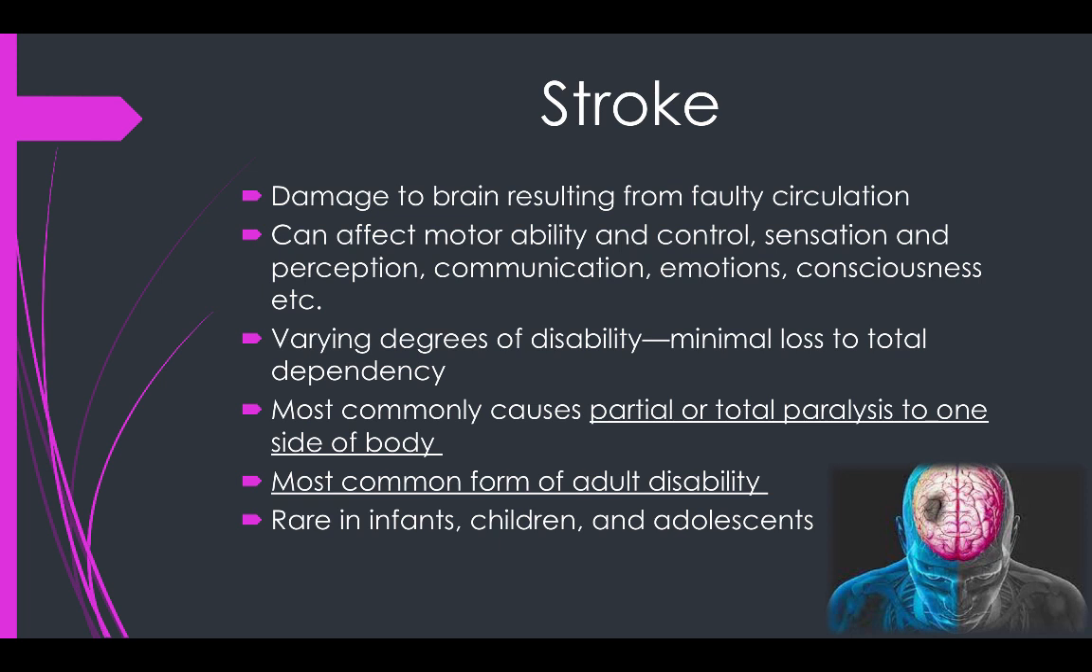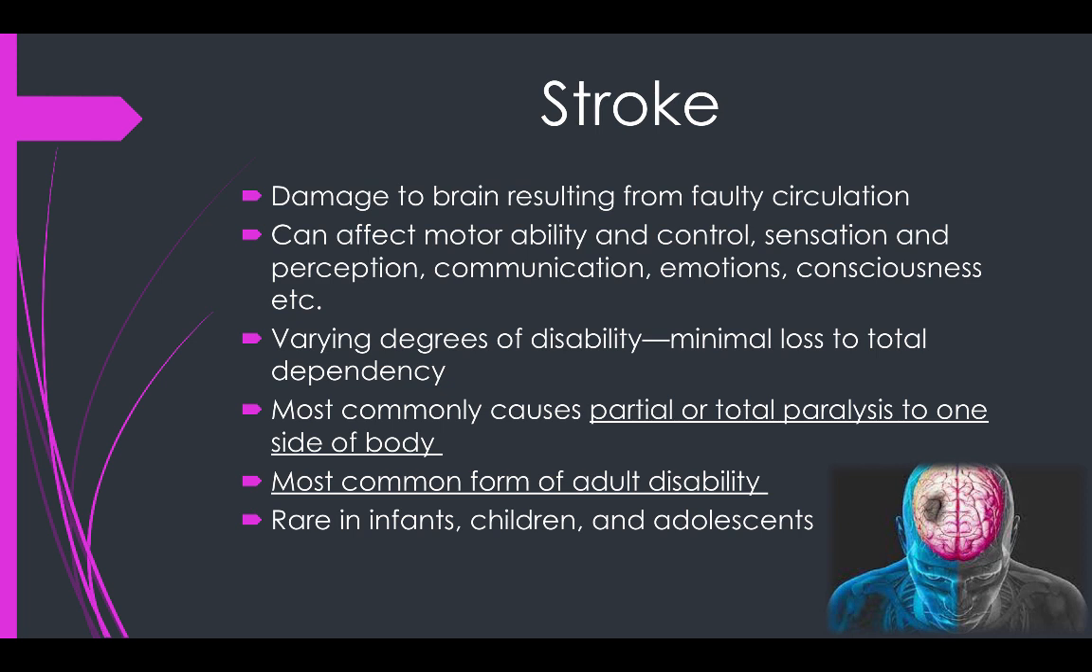All right, the last and final disability that we're getting into is called stroke, which probably many of you have had some experience or some prior knowledge about. So stroke is damage to the brain due to faulty circulation of blood. It can impact motor ability, motor control, sensation and perception, communication, emotions, and consciousness. And again, varying degrees of the disability from stroke, from a very minimum loss to total dependency.